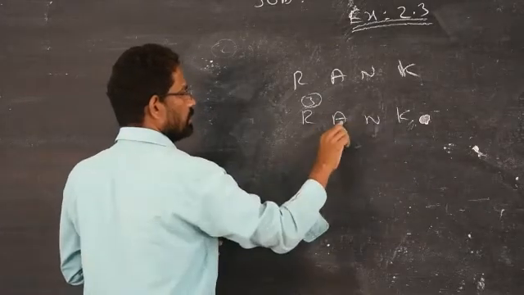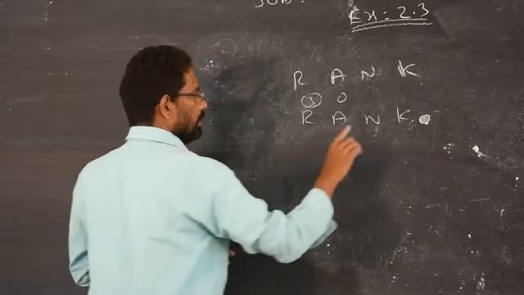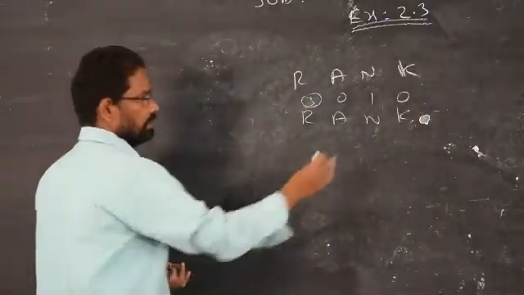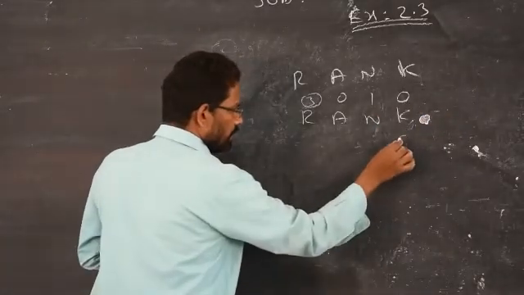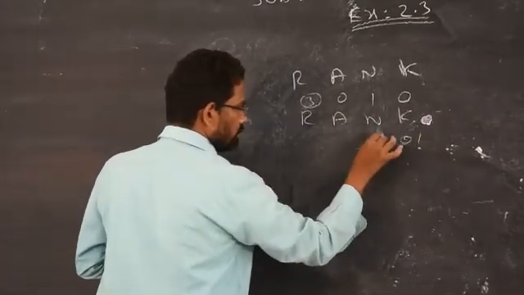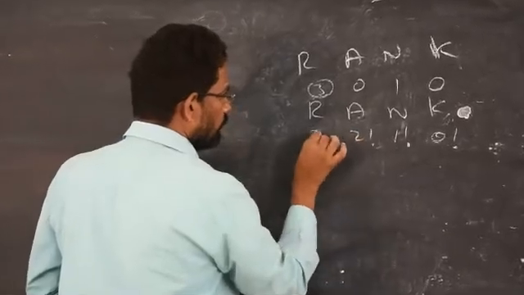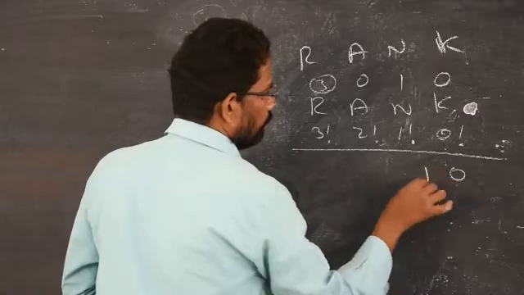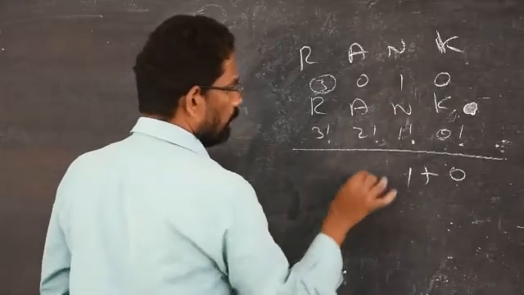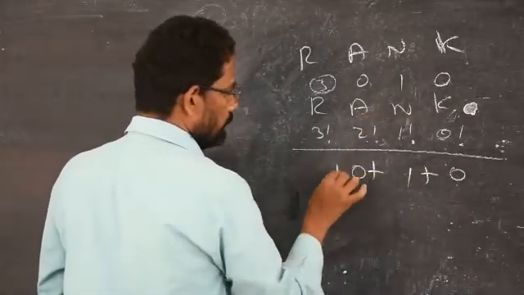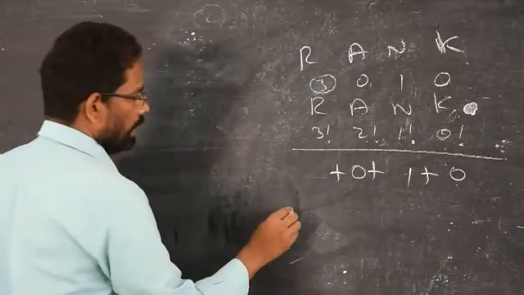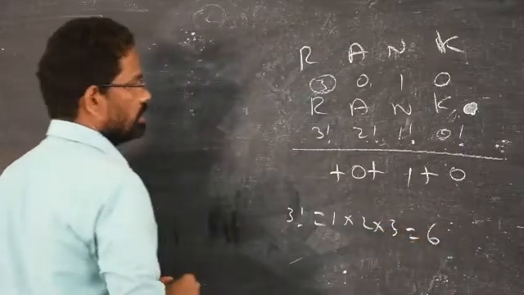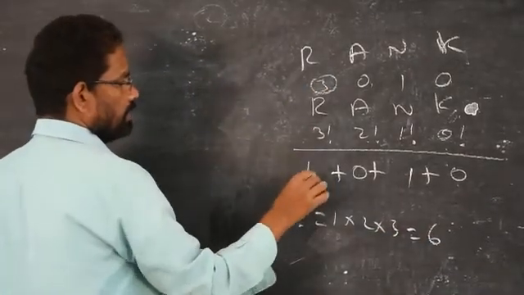Then how many letters are less than A? No, 0. Then how many letters are less than N? 1, that is K, and then 0, because no letters after K. Then you have to start from 0 factorial, always 1 factorial, 2 factorial and 3 factorial. Now 0 into anything, 0. 1 into 1 factorial, 1. 0 into 2 factorial, 0. Then 3 factorial, what will be the answer? 1 into 2 into 3, which will give you 6. So this 3 into 6, how much? 18.